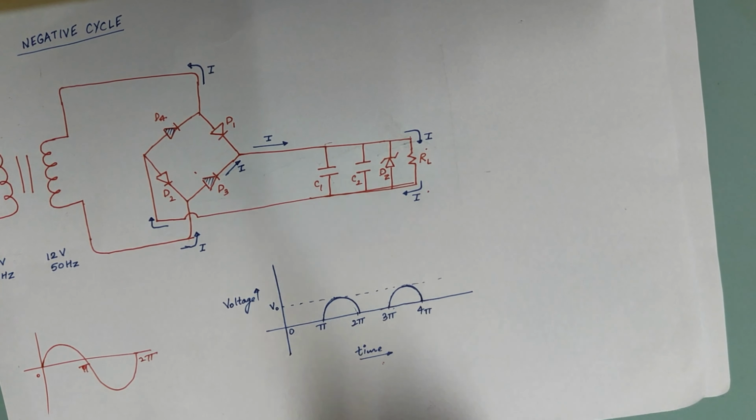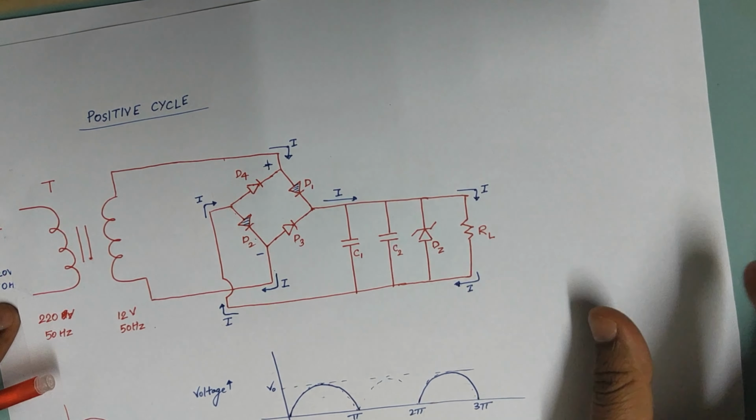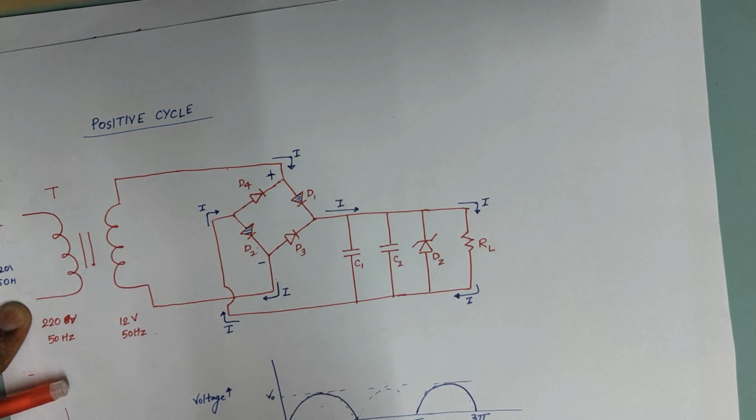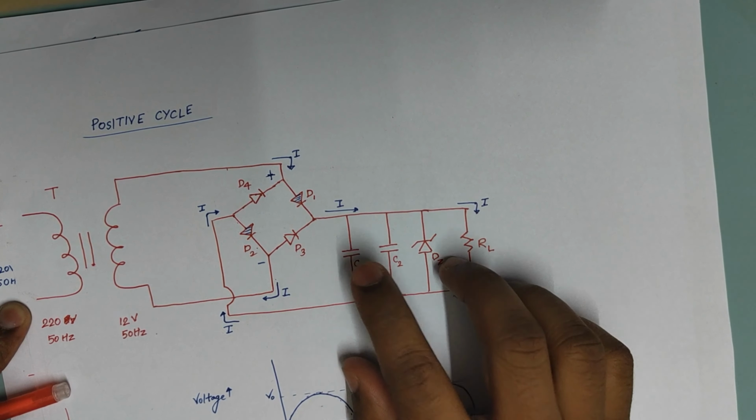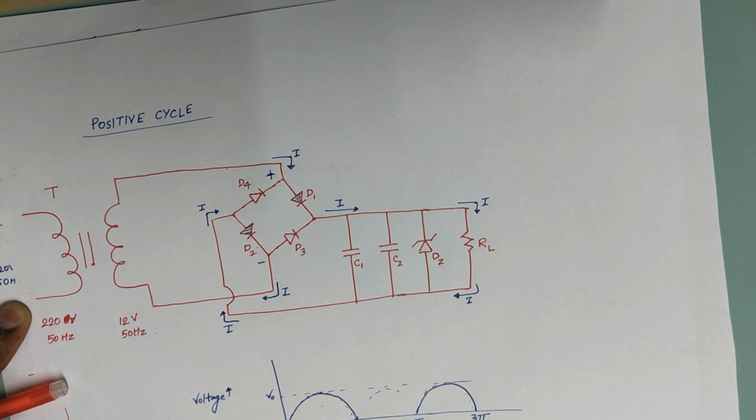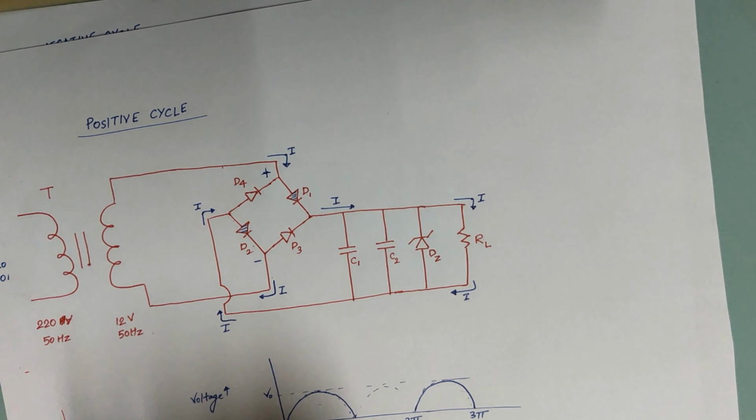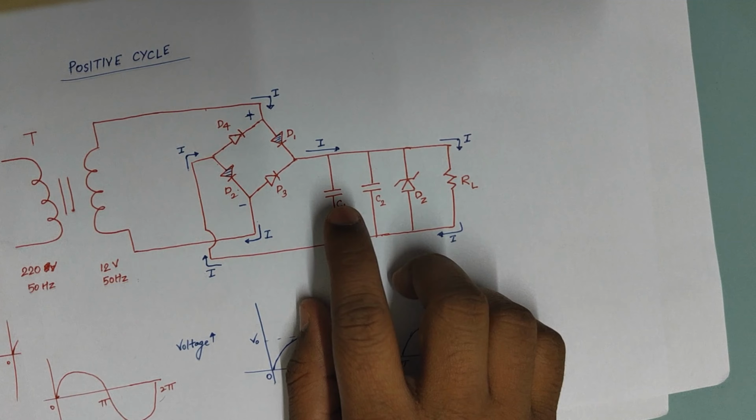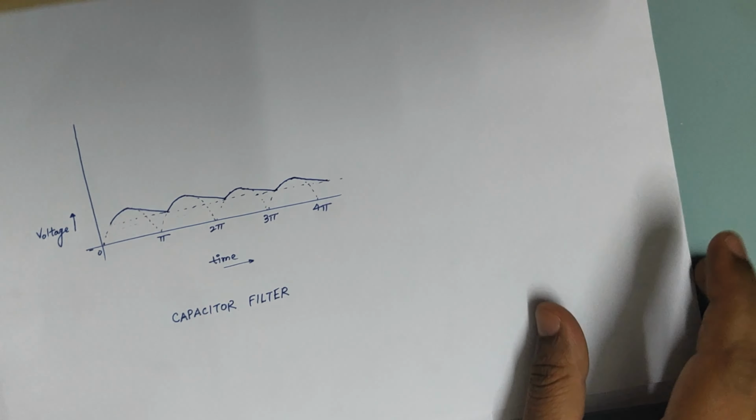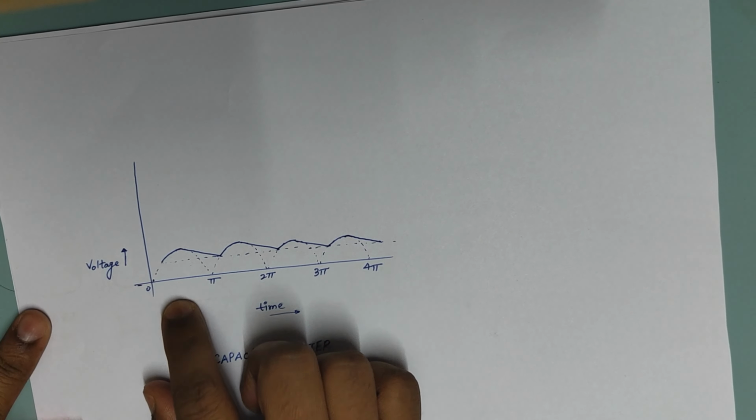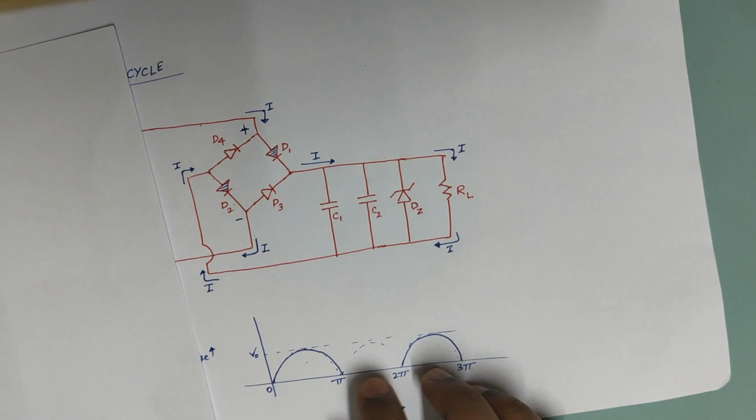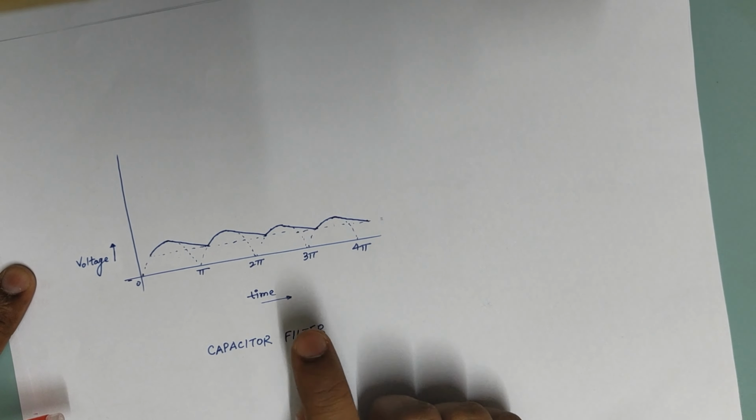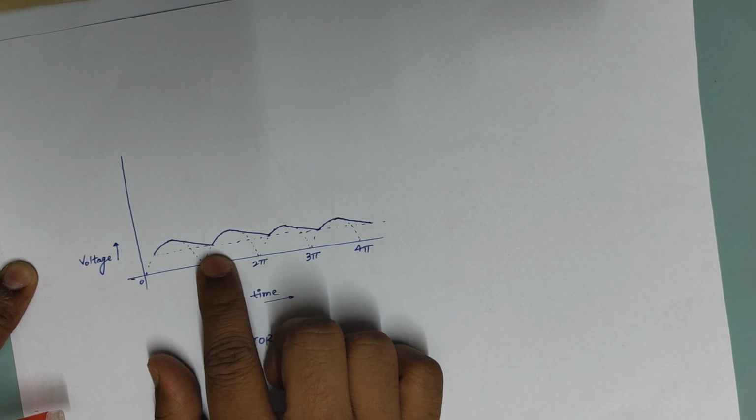So for this we have used capacitors, which store charge in case of peak voltages and provide those charges in case of falls. The curve we will get after using these capacitors is something like this. This curve has very big ripples, but the curve after using the capacitor filter is smoother.